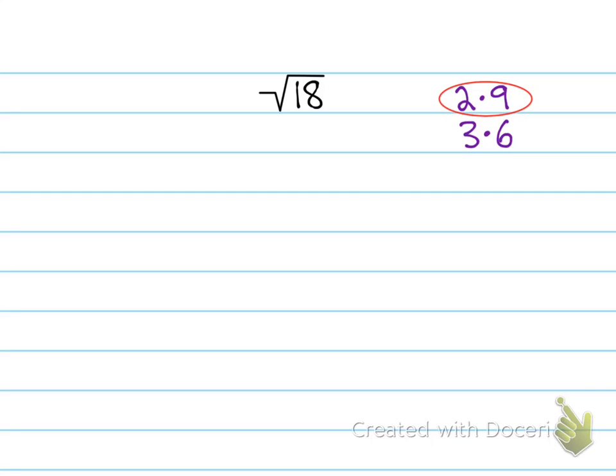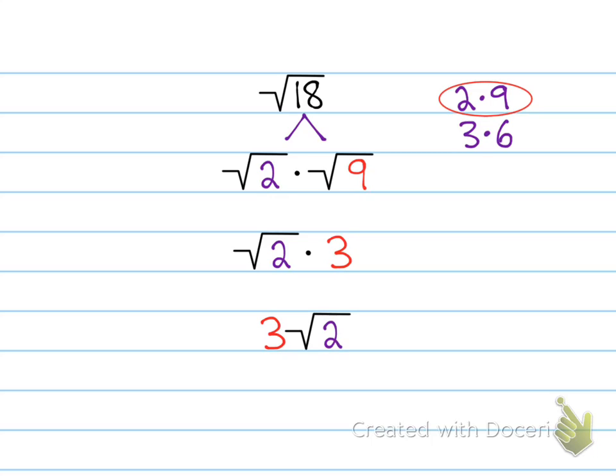So I'm going to break the square root of 18 up into the square root of 2 times 9. Again, I know what the square root of 9 is, and that's 3. So I can rewrite this. I'm going to put my whole number out front just to rewrite this in the correct way. And my answer is 3 square root of 2. 3 times the square root of 2. I'm going to leave that multiplication dot out of there.